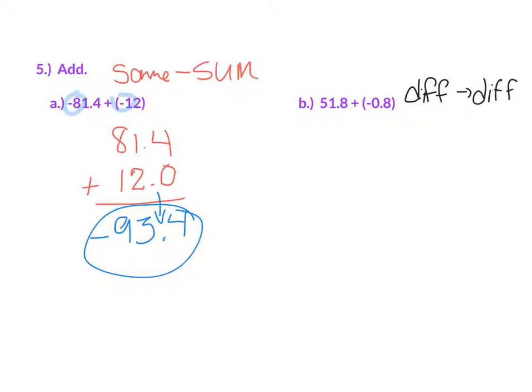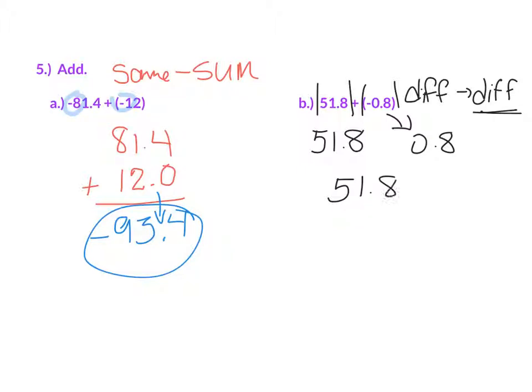Okay, so we're finding the difference, again, of the absolute values. This one we can kind of do in our head, but let's go through the process. So the absolute value, or how far away 51.8 is from 0, is 51.8. And negative 0.8 is 0.8. I'm going to be subtracting, finding the difference. So that would be 51.8. Remember, I line up my decimals, 0.8, and I am subtracting. So 8 minus 8 is 0. 1 minus 0 is 1. Bring my 5 down, drop that decimal straight down.